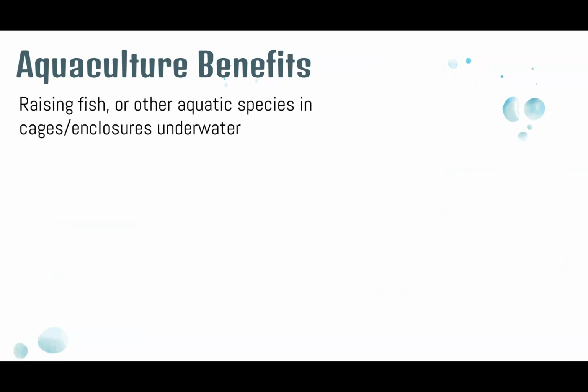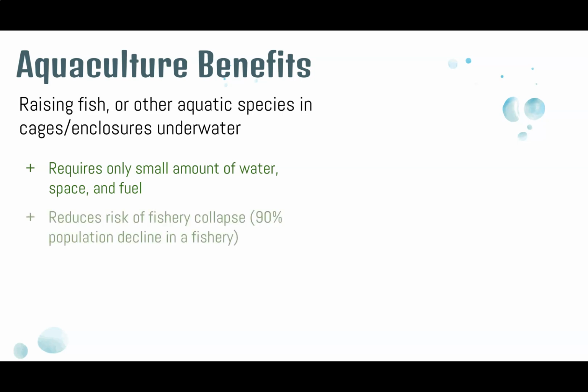Aquaculture benefits. Why would we do it? We do it because we are overfishing the oceans. So raising fish or other aquatic species can be easily done in enclosures underwater. You only need a very little bit of water, very little bit of space, and a little bit of fuel to keep them going. It's basically just moving the water around with some pumps or creating the food for them.